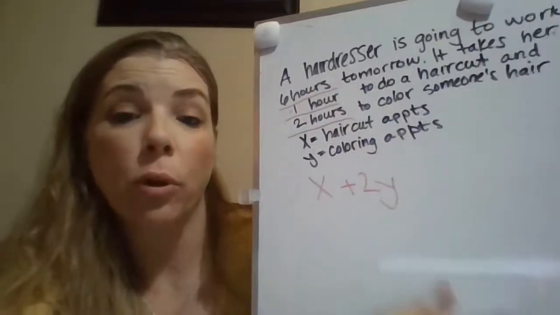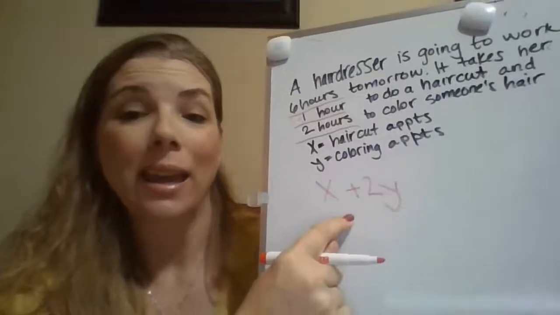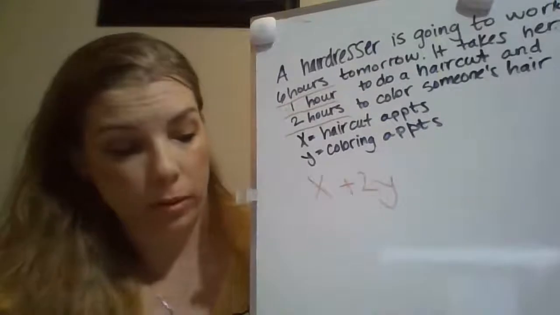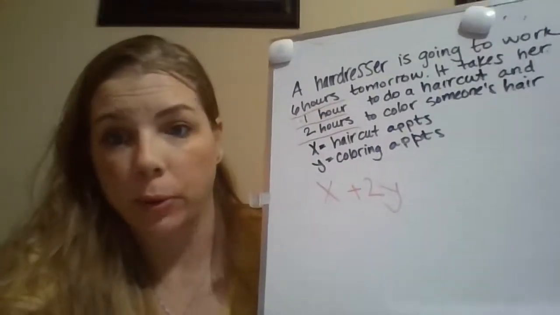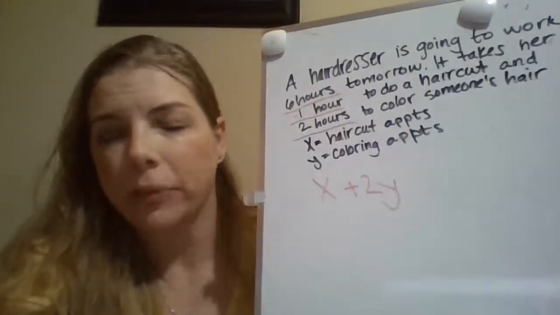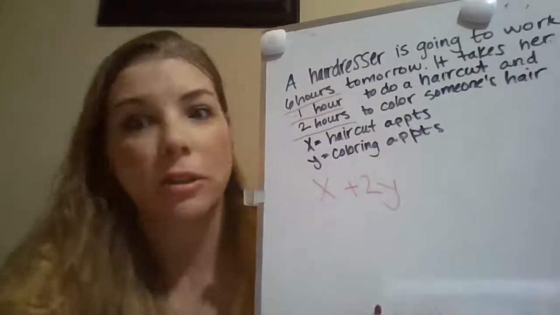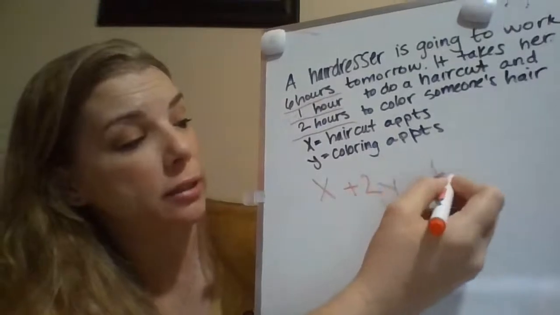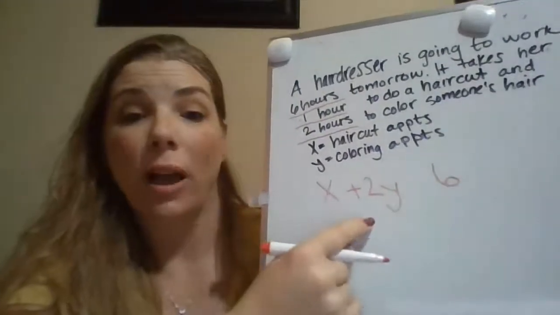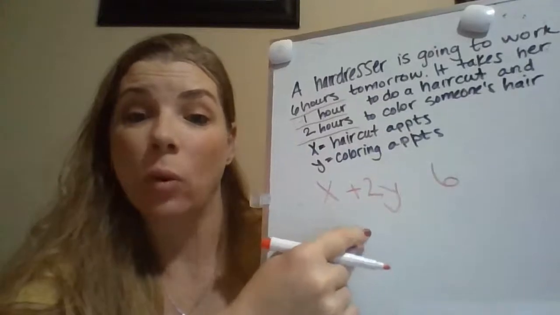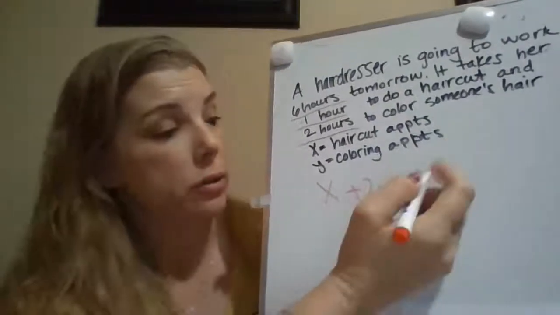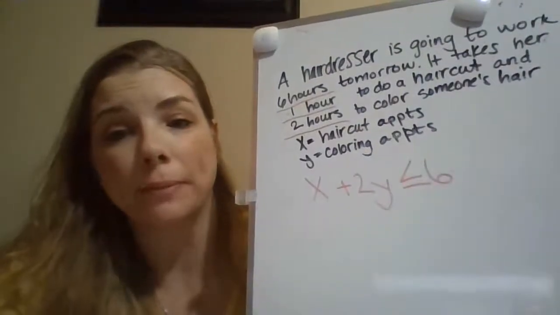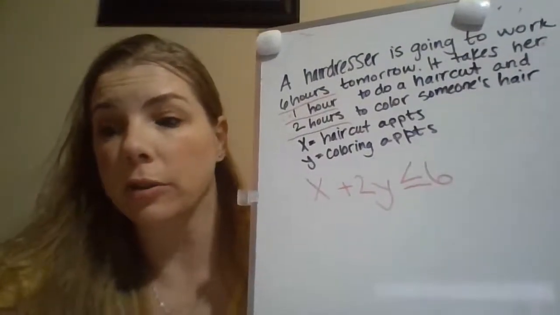Now, these appointments together, which is why we're adding, can equal or be less than 6 hours, because at 6 hours, this hair person has to leave, period, the end. Yes, I know people work overtime. In this situation, there is no overtime. So here's where your 6 goes. This total has to be less than or equal to your hours. So it's less than or equal to, and that's it. You wrote your inequality. So this is what you guys are doing for C3.